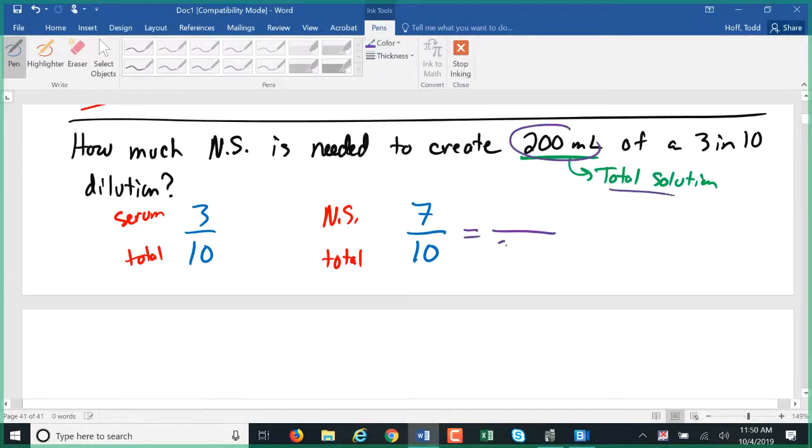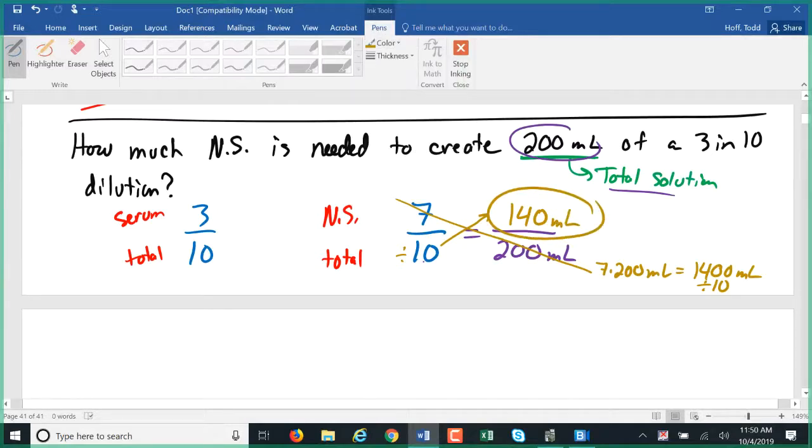200 milliliters we said was total solution, so that's going to go on bottom. 10 is also total solution. Then we'll cross multiply and divide. So the numbers that are diagonal are the 7 and the 200. 7 times 200 milliliters is 1,400 milliliters. 10 is diagonal with our missing number, so we're going to divide by 10. It's 140 milliliters. So it takes 140 milliliters of saline to create 200 milliliters of that 3 in 10 dilution.